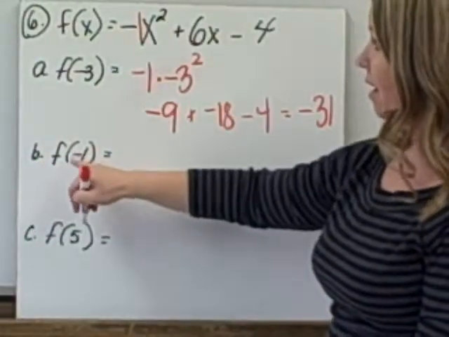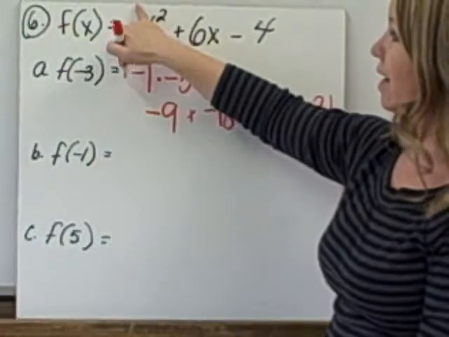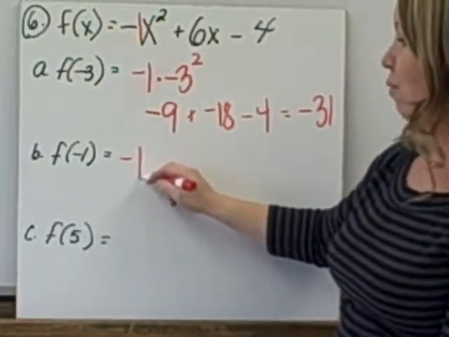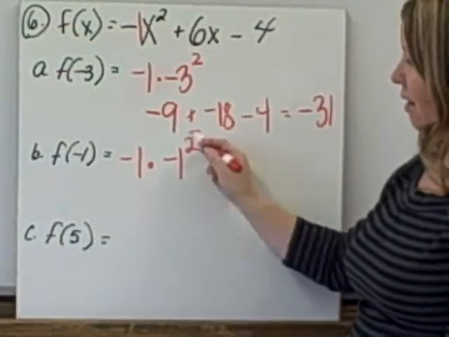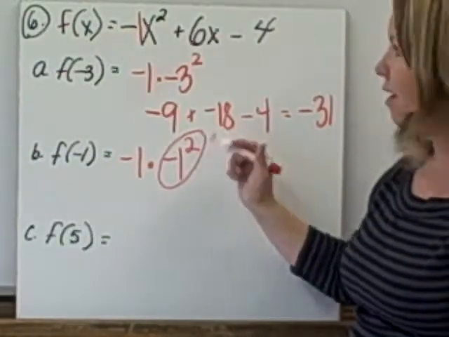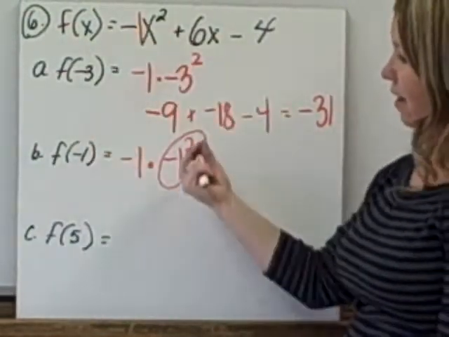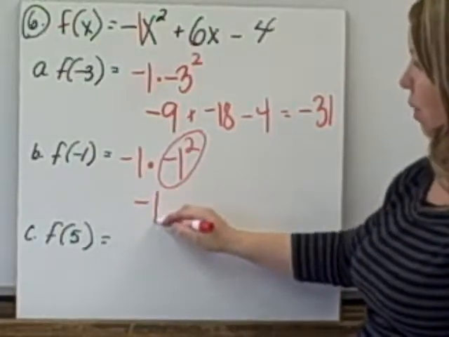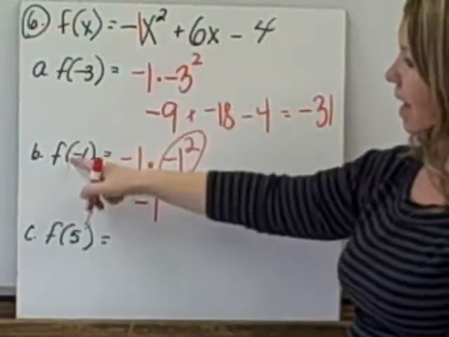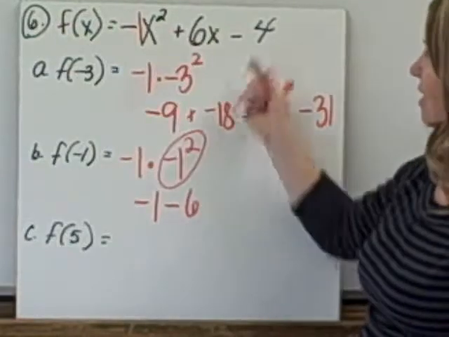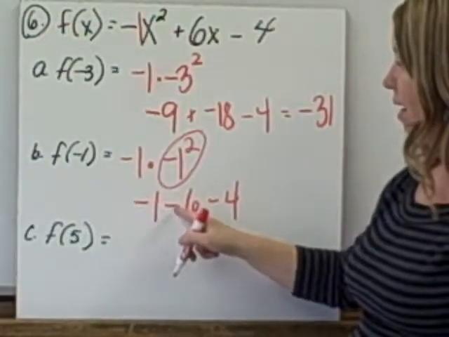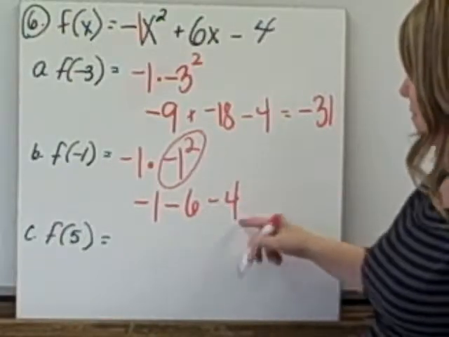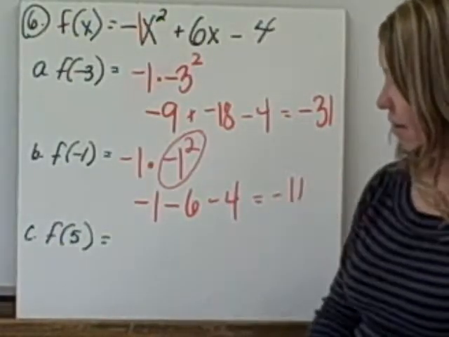On letter B, again, as I put negative 1 in here, remember it's like negative 1 times 1 squared. This is a positive 1, but then because of this negative here, it makes it back to a negative 1. 6 times negative 1 is negative 6, and then bring down your negative 4. Negative 1 minus 6 is negative 7, minus 4 is negative 11.